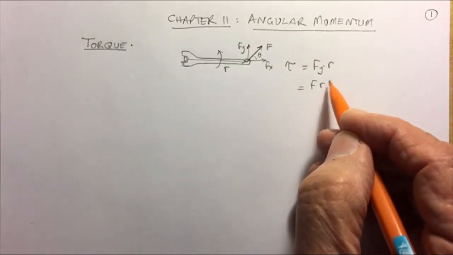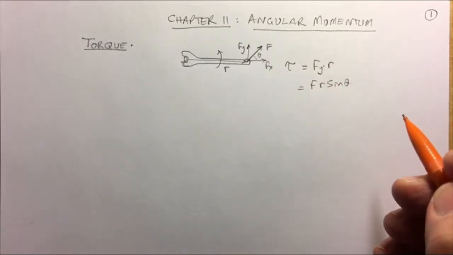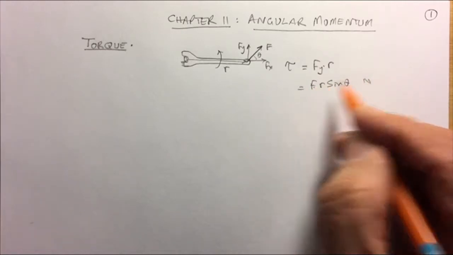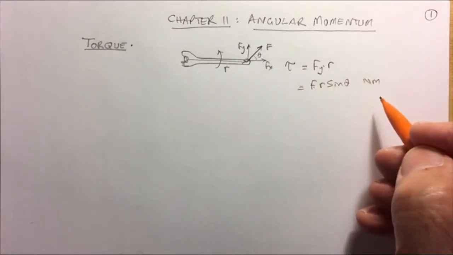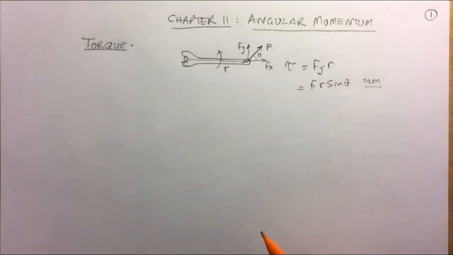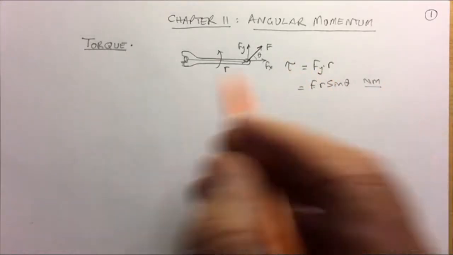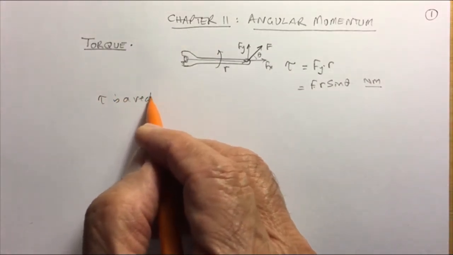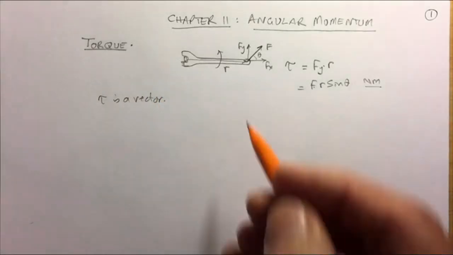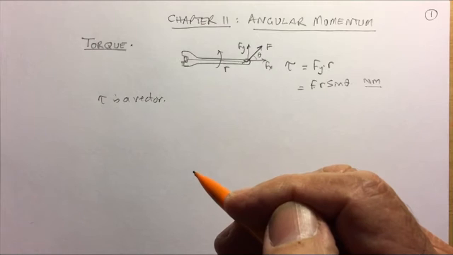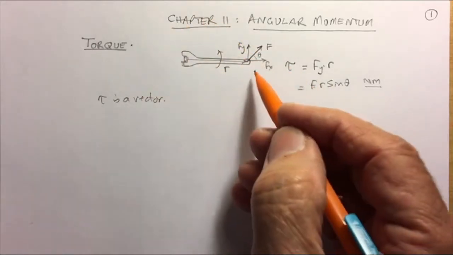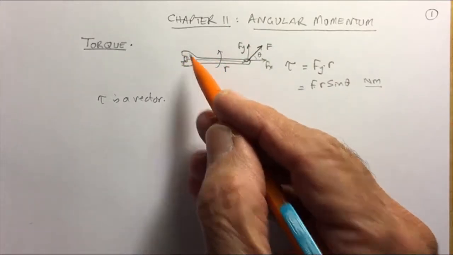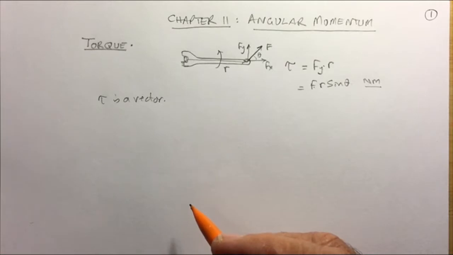So the torque is Fy times R, and if this is the angle theta, then this is going to be F R sine theta. Now the units would be the units of force, which is newtons, and the units of R, which is meters, and sine theta being dimensionless, so the units are Newton meter. Now torque is a vector, and so it has a direction, and we know that all things counterclockwise have a positive direction. So in this case, if the force is like that and it's going to turn counterclockwise, the torque is going to be perpendicular to the page and coming out of the page.